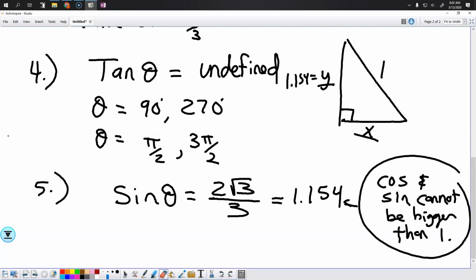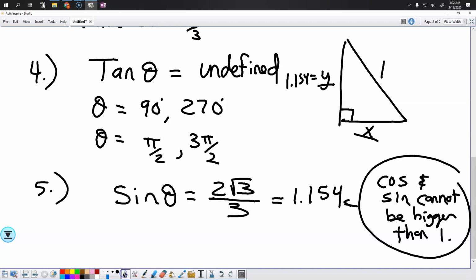And we will be doing a lesson where we start talking about how to find angles for non-special points on the unit circle. So the better way to think about it is just know that sine and cosine are not allowed to be bigger than 1. That's the best way to think about it, okay?